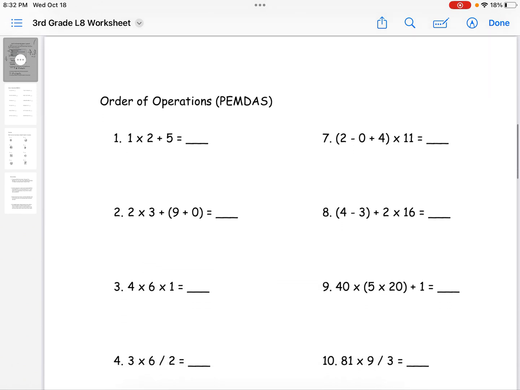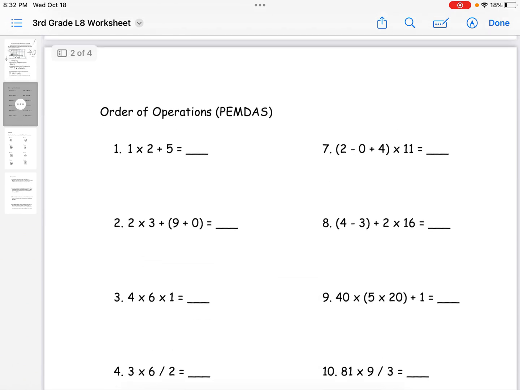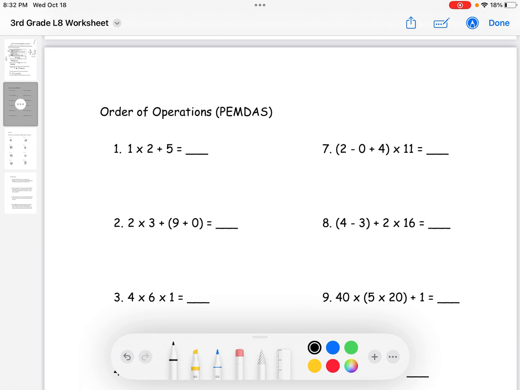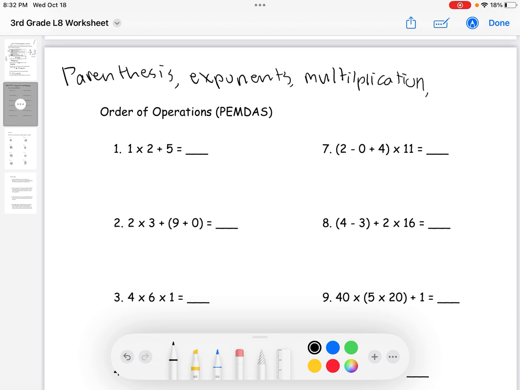Go on to page 2 now. And it says use the order of operations, PEMDAS. PEMDAS stands for parentheses, exponents, I believe, multiplication, division, addition, and subtraction.